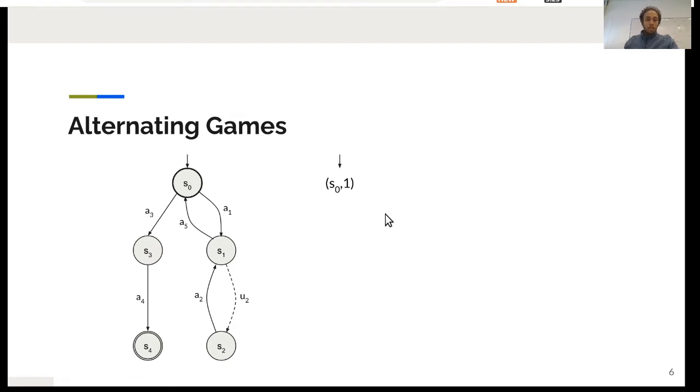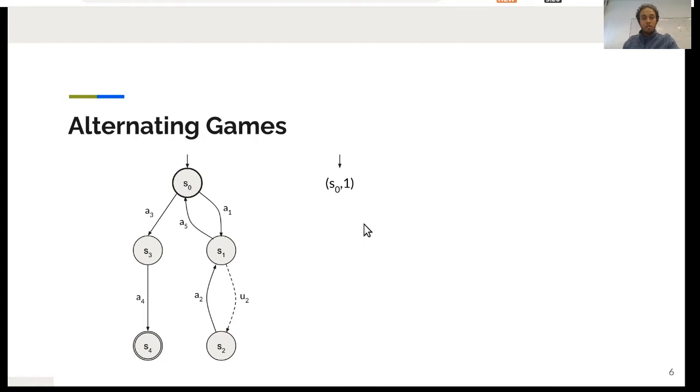On the left-hand side, you can see a game graph, and this has initial state S0, and the controller wants to reach this goal state S4. The solid arrows indicate controller moves, and the dotted arrows indicate the environment moves.